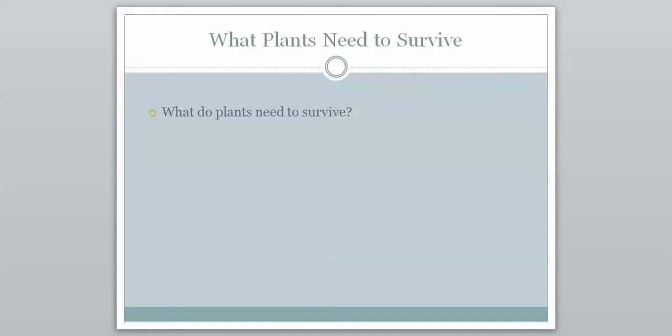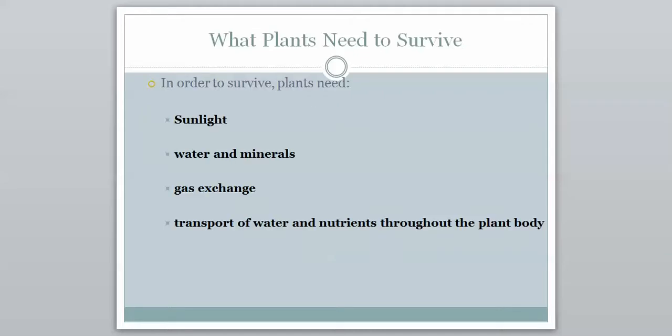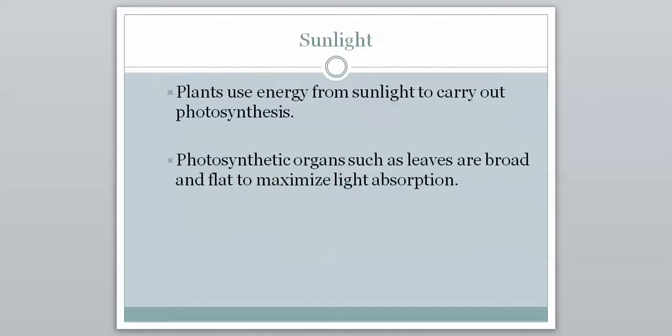And so now, since we have a little background information about plants, we're going to need to know what they need to survive. So all plants have to have four things to survive. They must have sunlight, they must have water and minerals, they must have some form of gas exchange, and they must be able to transport water and nutrients throughout their plant body. So getting into each one of these a little more specifically, plants use energy from sunlight to carry out photosynthesis, and photosynthetic organisms such as leaves are broad and flat to maximize light absorption.